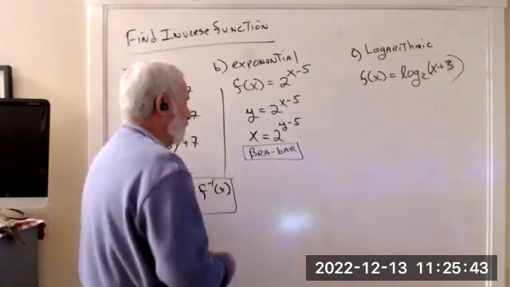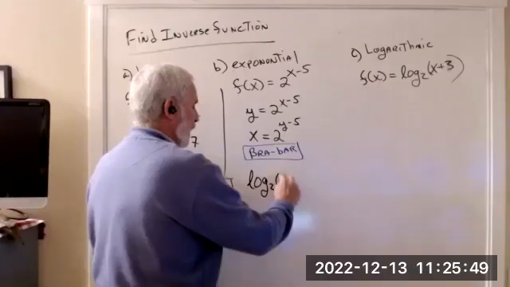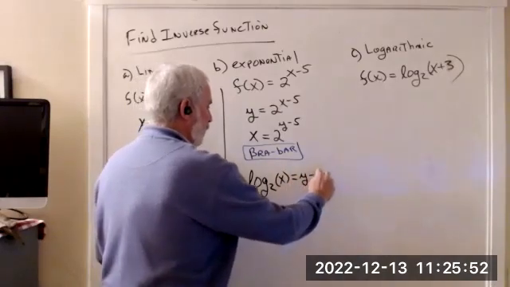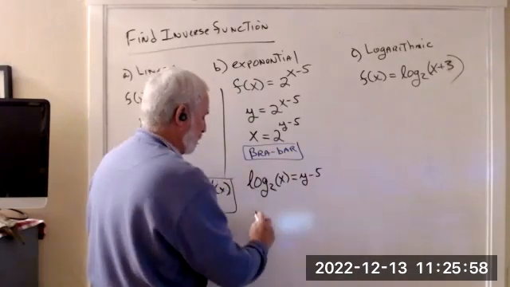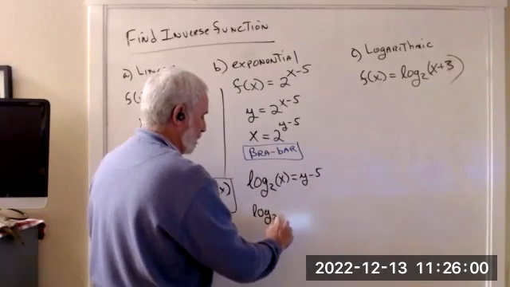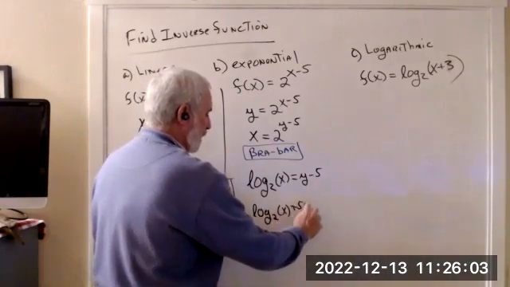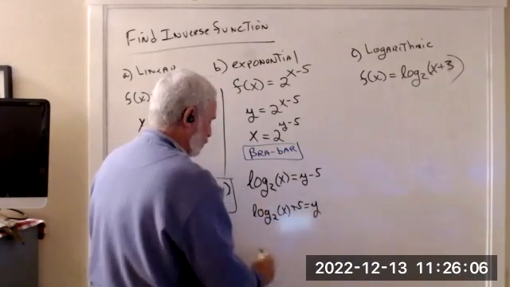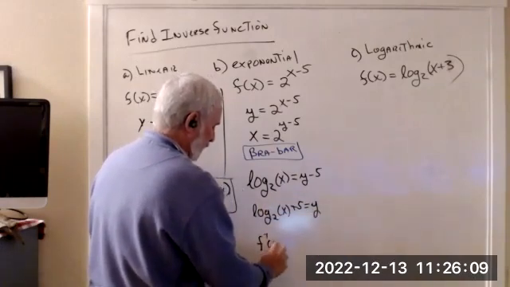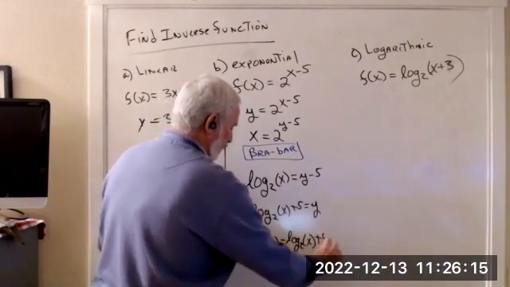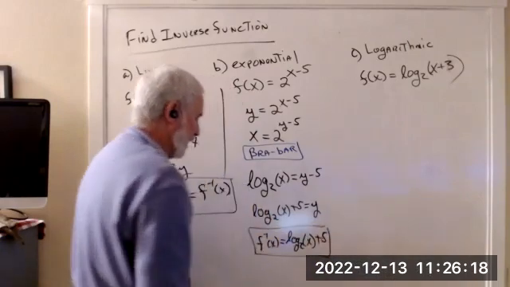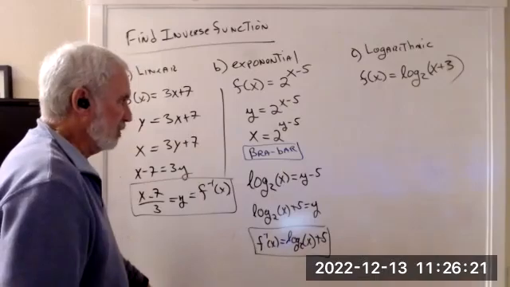So if we apply the Bra-Bar rule, that becomes log base 2 of x equals y minus 5. Okay, add 5 to both sides to get y alone: log base 2 of x plus 5 equals y, which we write as f inverse of x is log base 2 of x plus 5. And that would be the answer. Jorge, is that okay? Yeah.